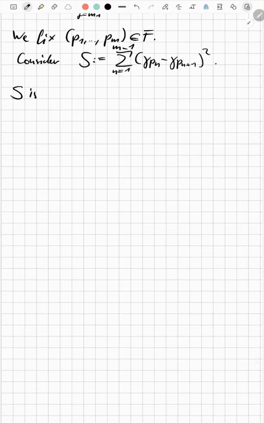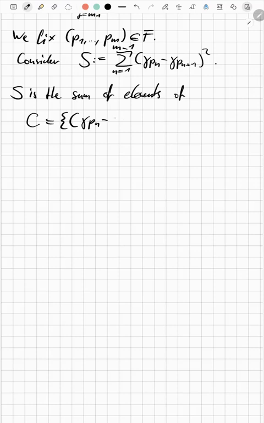Now, S is the sum of elements of the following set C, which will be, well, literally just the set of these summands right here, and n goes from 1 to m minus 1. But why do we do this? Well, we will now split this set of summands up, and thus split S up into two sums.